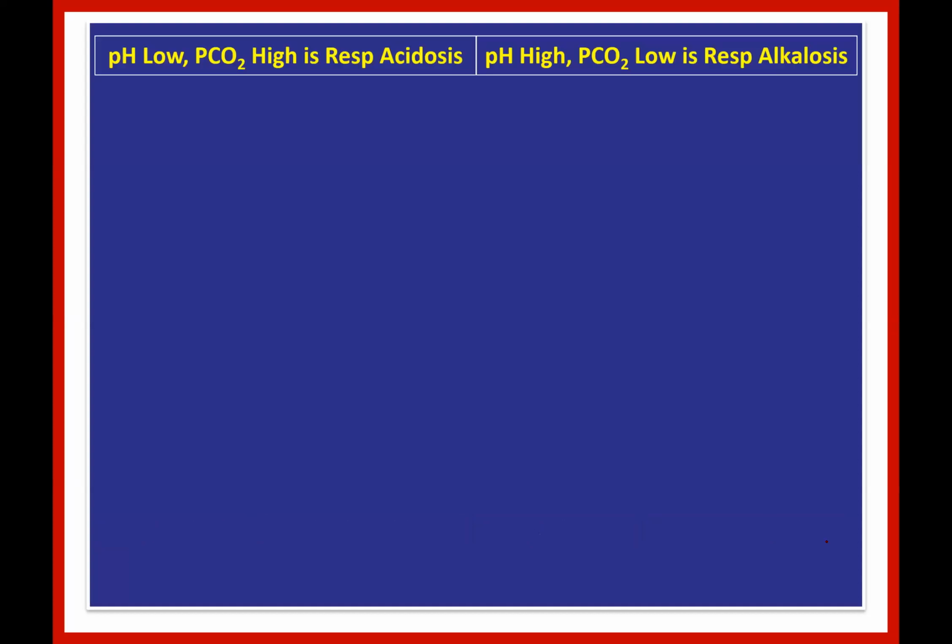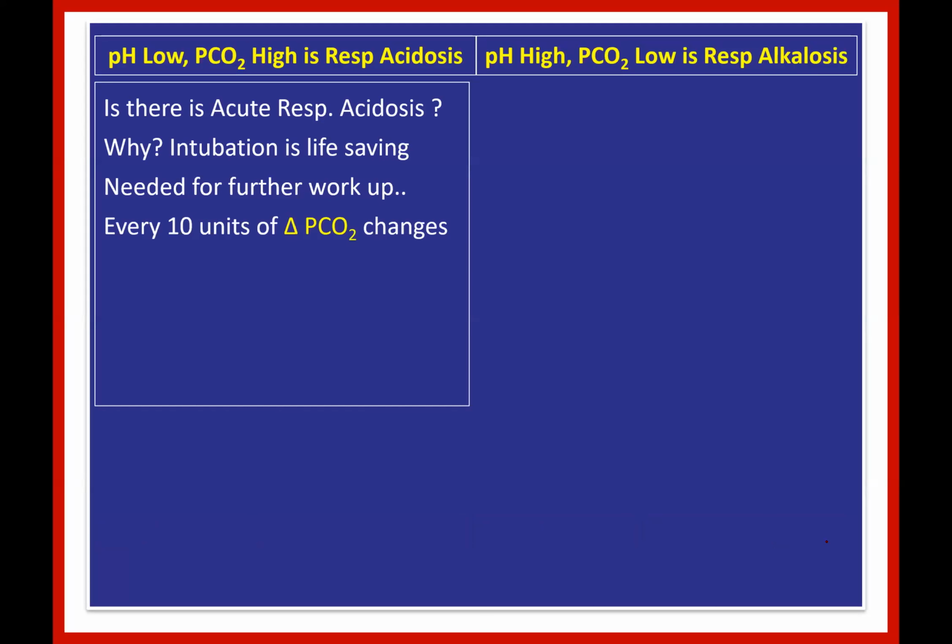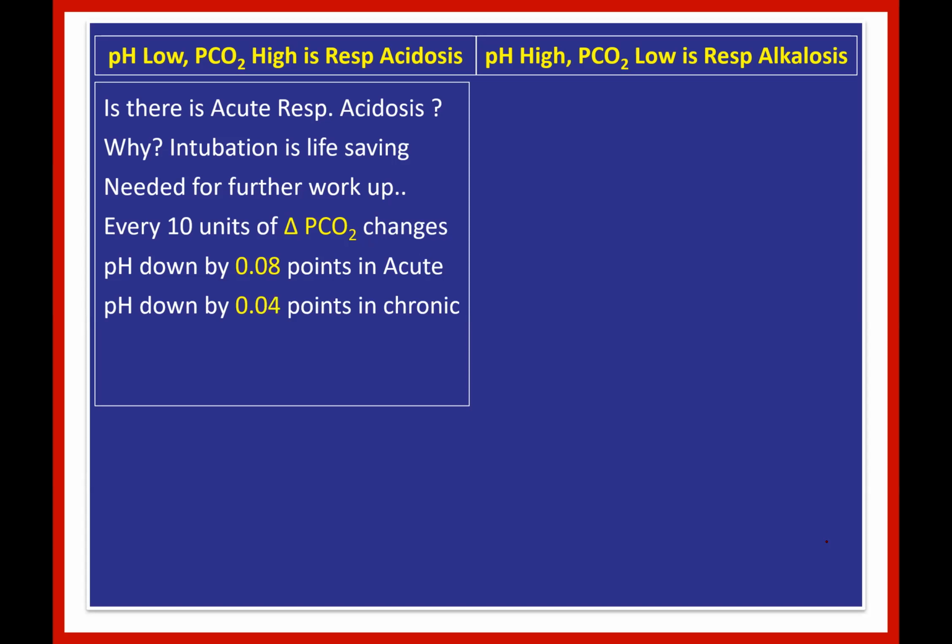And now we also looked at how to work up a patient with acute respiratory acidosis, because it is a very life-threatening condition requiring intubation, and what the change is for every 10 units of carbon dioxide. We know in acute it is 0.08, in chronic it is 0.04, and bicarbonate compensation also we know. For every 10 units change of PCO2, how the bicarbonate changes, that 1, 2, 3, 4 table we also worked out.